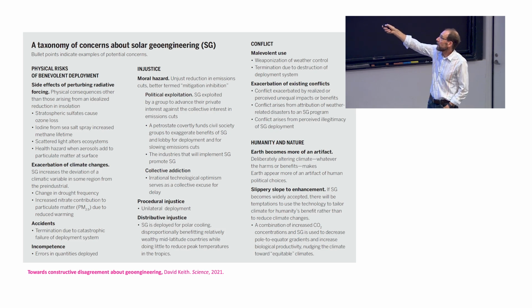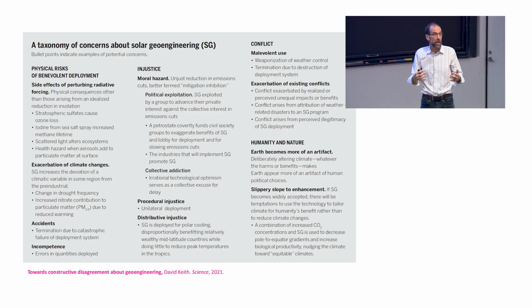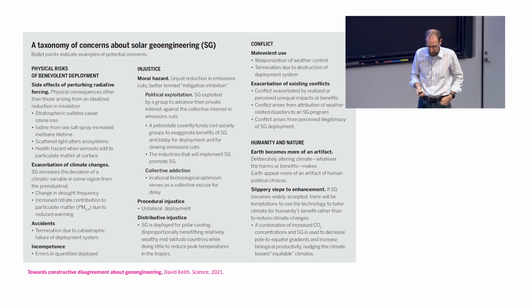There's also different kinds of injustice. Again, we're going to get most of this in the last lecture, but I just want to throw it up here. There's kind of political exploitation. That's where fossil-rich nations or fossil fuel companies might overstate how well sunlight reflection works and argue that that means they don't need to cut emissions. There's a kind of collective addiction process, which is just that all of us, like sunlight reflection in the short term always looks good. In the long term, not so much.